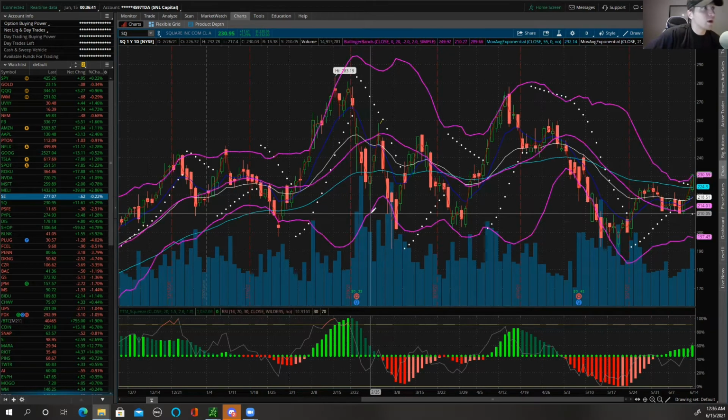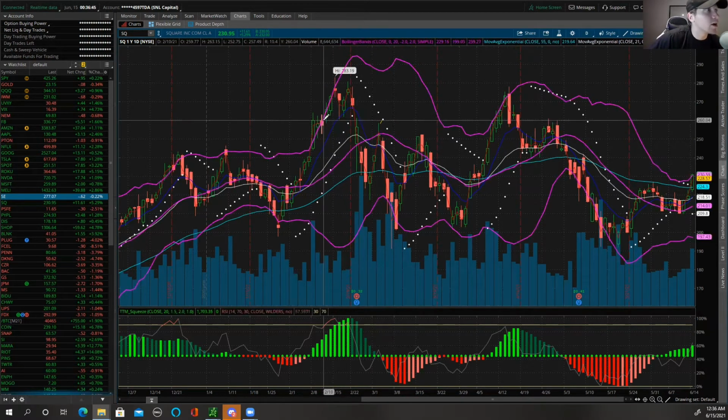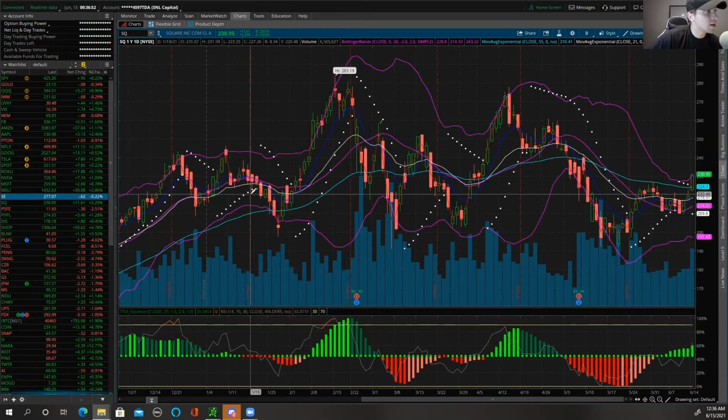Then I have these purple lines. These are called the Bollinger Bands. There's a bottom band, a middle band, and an upper band. And all this shows me is basically a range of where the stock price is going to be trading from. As you can see, it tries to bounce out of this, but it comes right back in. It bounces out of the lower Bollinger Band here, bounces right back in.